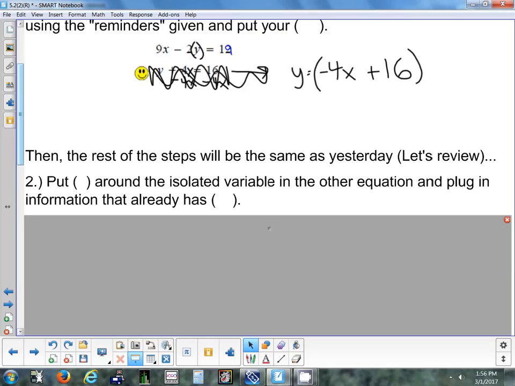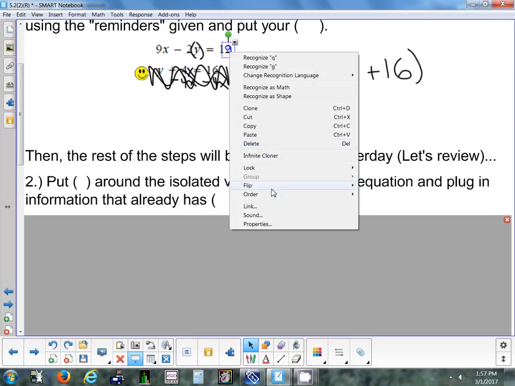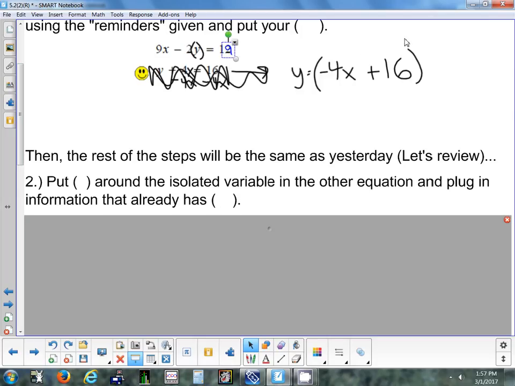So once I get whatever equation I choose rearranged, just like I did yesterday, the information after it, put parentheses around it. Then put parentheses around what letter you're going to substitute that information into in the other equation. All right? So now I've done that. I got it all set up. I got parentheses all set to go. What's the next thing I do? Same steps as yesterday.